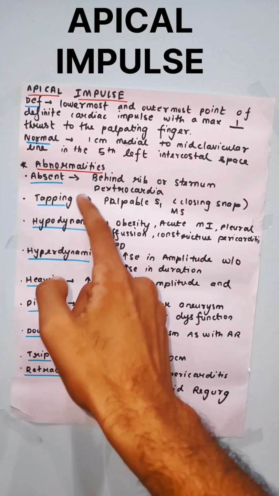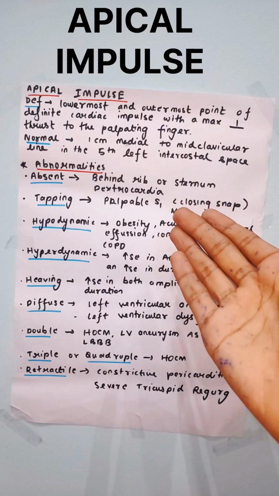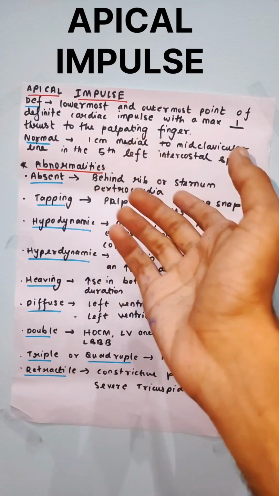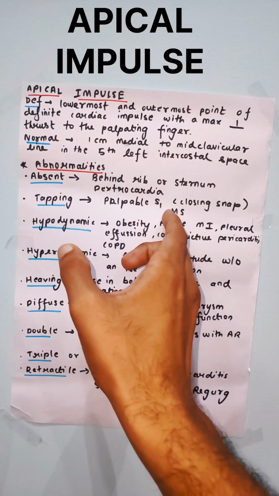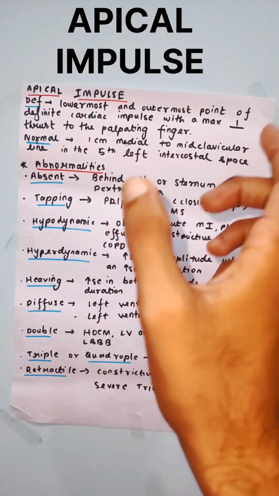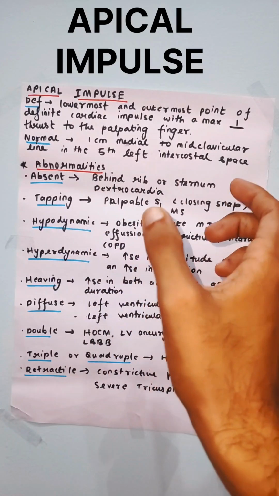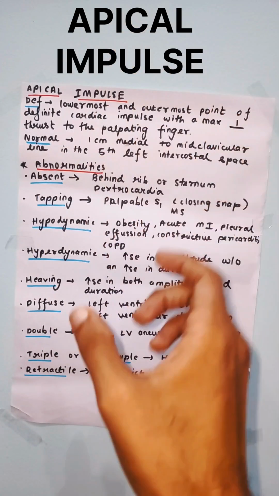First, absent apical impulse. When it lies behind the rib or behind the sternum, then you would not be able to feel it. Also in dextrocardia, the heart is on the opposite side. Tapping apical impulse is seen in mitral stenosis, and in mitral stenosis there is a palpable S1, the first heart sound is palpable, and you can feel a tapping apical impulse.